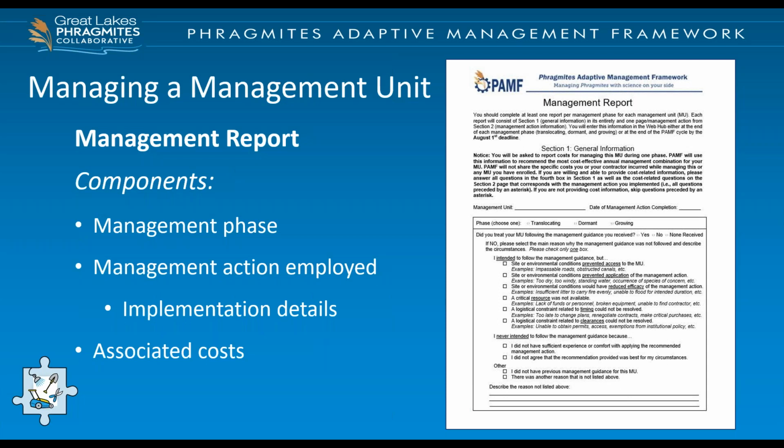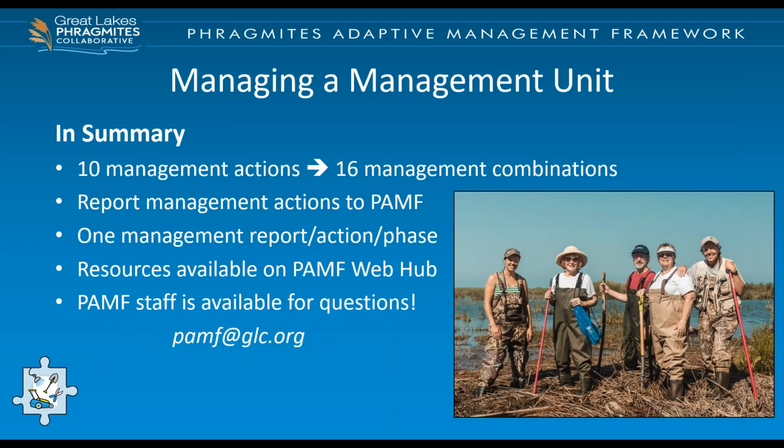However, you can submit all 3 reports at the end of the annual cycle as long as it's before August 1st of each year. Reporting your management actions is meant to be a simple and quick process that should take less than 15 minutes per report. There are 10 management actions included in PAMF.